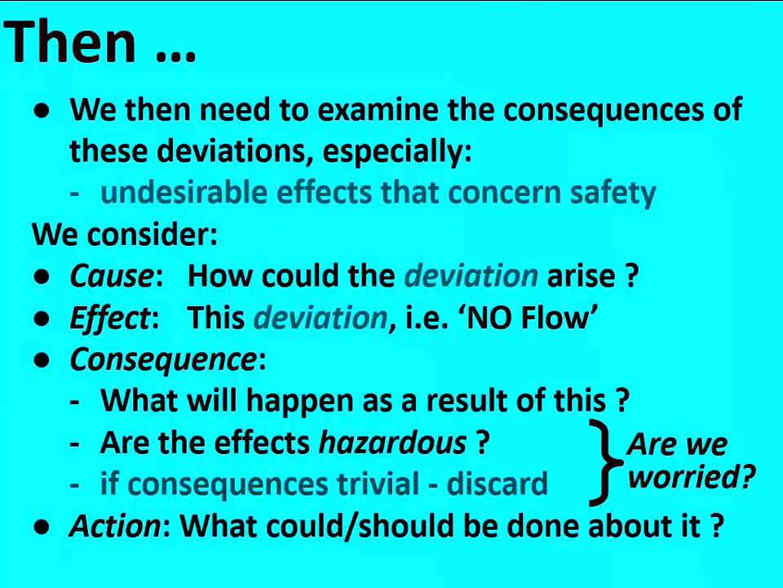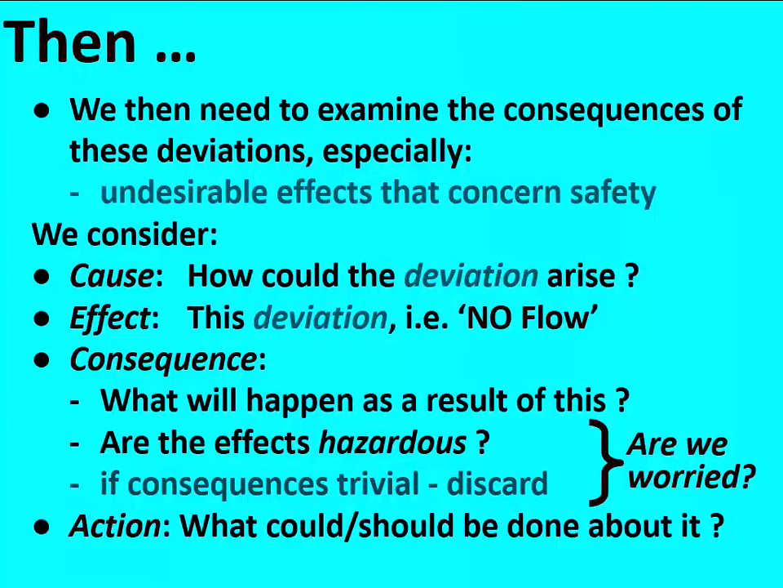So the effect is the deviation itself. Let's say no flow, for example. So we've got a viable cause for no flow. We then ask the consequence. What's going to happen because of this? What will happen as a result of this? Is it hazardous?